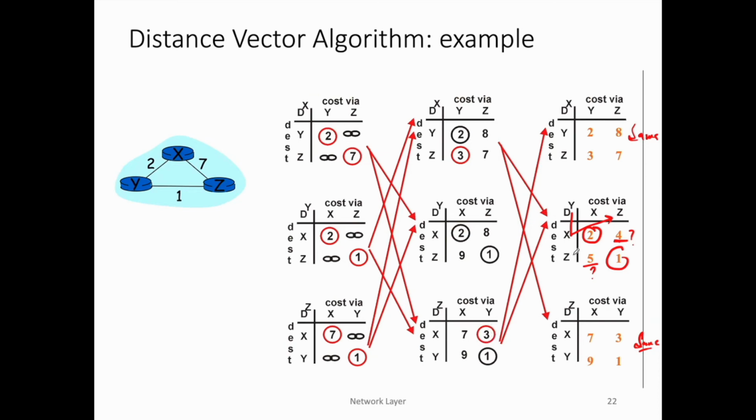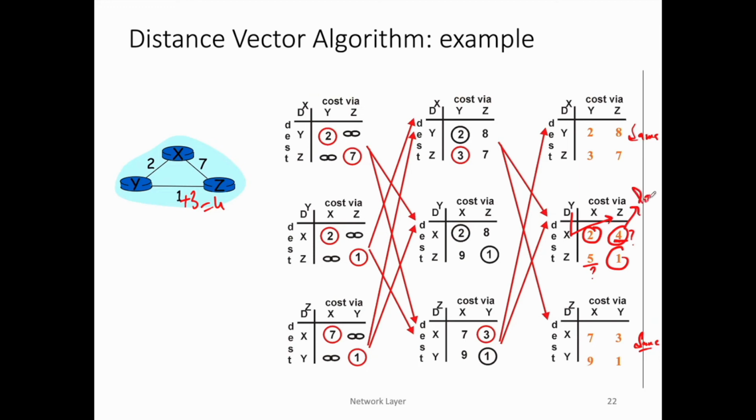So Z is telling Y that the cost to reach from Z to X has changed from 7 to 3. And Y says, okay, fine. What is the cost to reach from me to Z? 1. So 1 plus 3 is 4. So we can see a 4 here. But there is a problem with this path or with this cost.